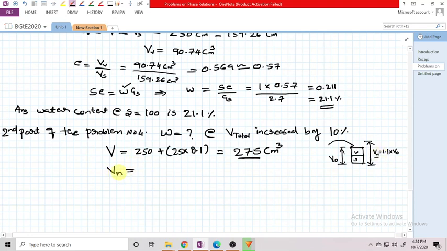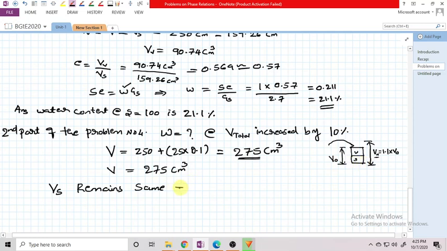For the demonstration purpose, I put N here. Obviously this is the total volume. Now how much is the total volume? 275 cm cube. So your total volume is increased, but your volume of solids remains the same, because by adding water, nothing is going to change the volume of solids.